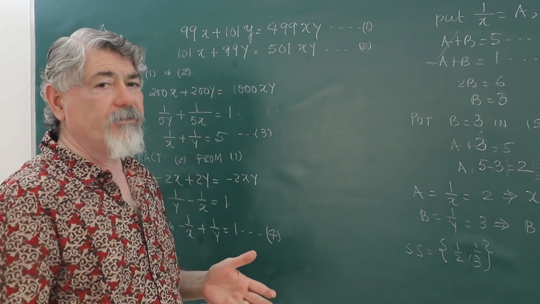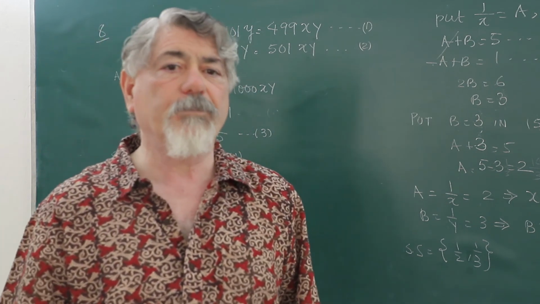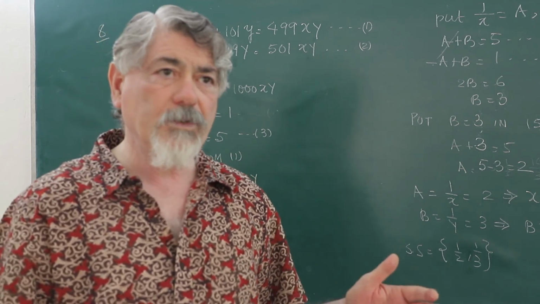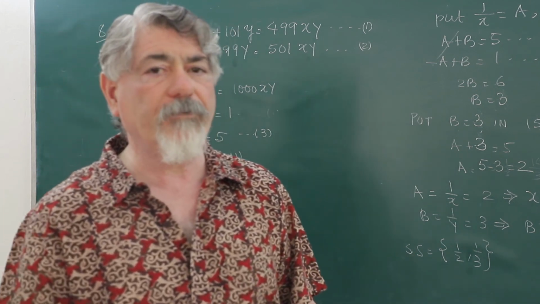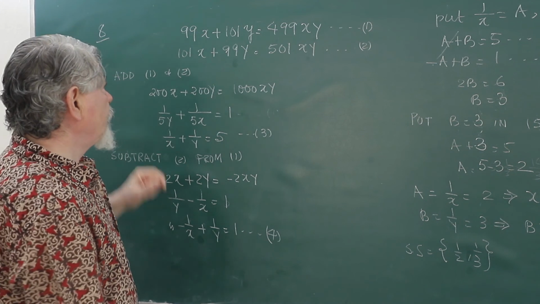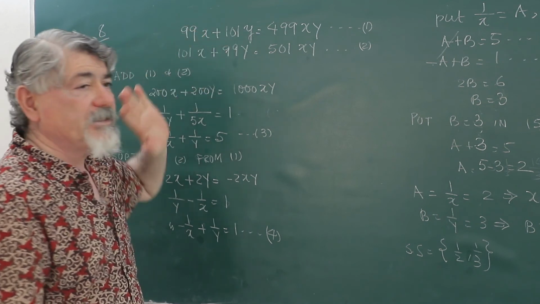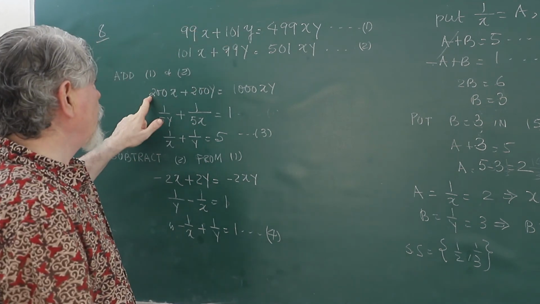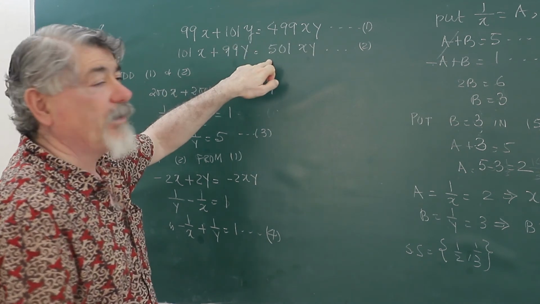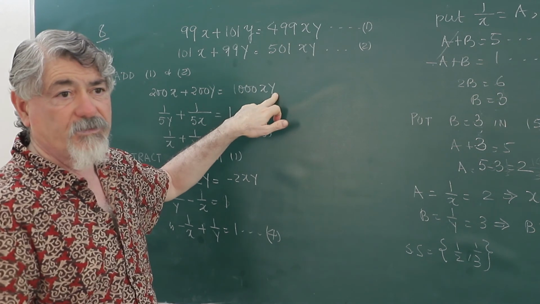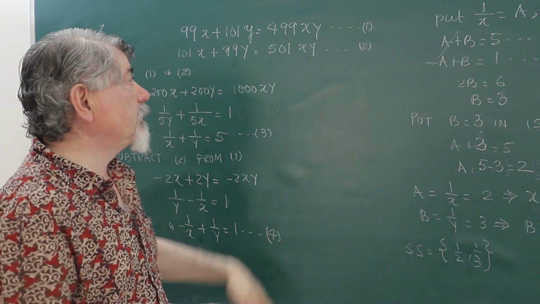In these kinds of questions, we had told you there is a method which we follow: we add both the equations 1 and 2, and we'll get a smaller equation, and once we subtract equation 2 from 1, we'll get another equation. For example, if I add 1 and 2, 99 plus 101, 101 plus 99, both will be the same, 200. 200x plus 200y. And when I add 499 and 501, I'll get 1000xy. 499 plus 1, 500, 500, 1000xy.